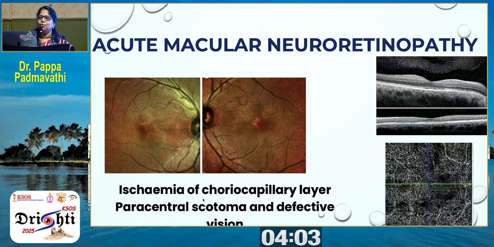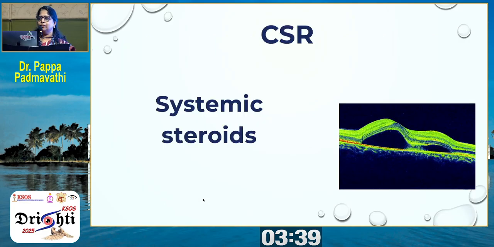Next is the acute macular neuroretinopathy. This is also ischemia of the deeper, that is choriocapillary layer. Patient will have hypopigmented wing-shaped areas in the foveal area, and patient will experience a paracentral scotoma and defective vision. And the OCTA shows some areas of capillary non-perfusion in the choriocapillary layer. All COVID patients need systemic steroids, so it can cause CSR.